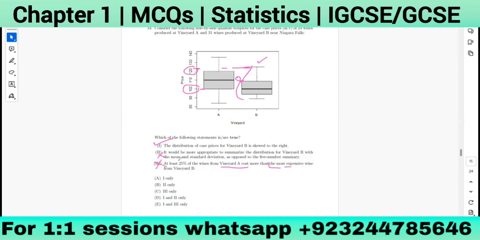Did you understand how the statement is wrong? Yeah, kind of. At least 25% of the wines from Vineyard A cost, so what is the cost? 25% of the wines from Vineyard A, so this is Vineyard A, 25% means Q1 and the cost is 100. Do you agree? Now, the most expensive wine from Vineyard B. Most expensive means the maximum. The cost of the maximum is more than 120, maybe 125. So they say 100 is more, so it is wrong. 100 is not more, 125 is more. So only the first statement is correct. So option A is correct.